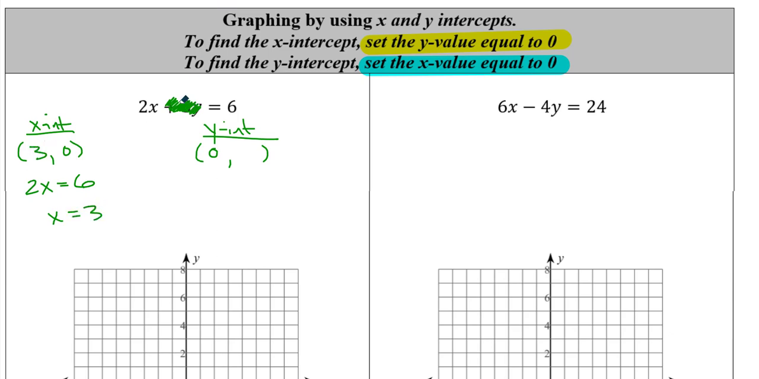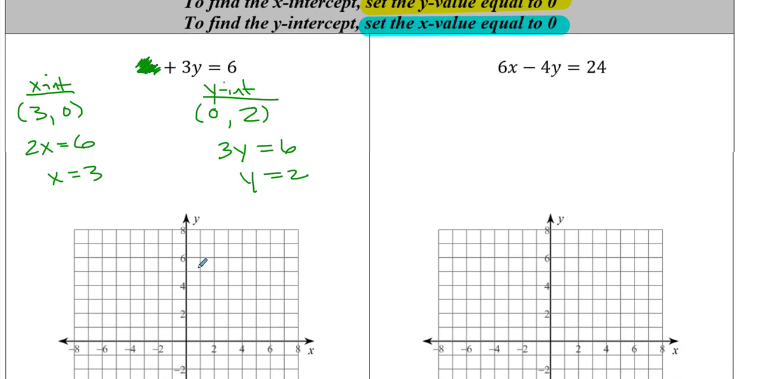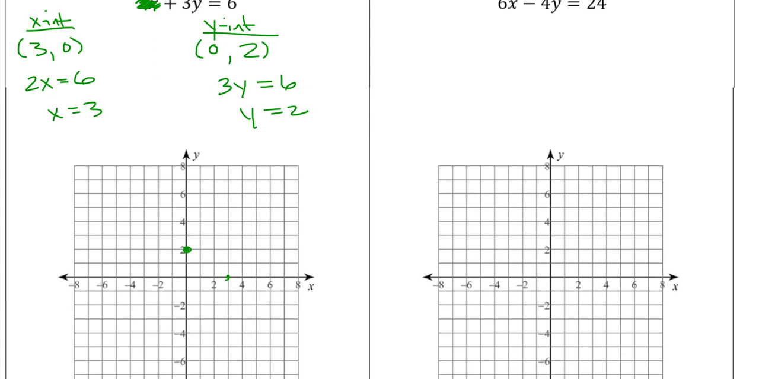Okay, on the flip side, for the y-intercept, we know the x value is going to be a 0. So it's like I'm basically removing that, and I now have 3y equals 6. So I divide both sides by 3, and I get y equals 2. Okay, so now that I have my 2 points, I got 3, 0, and I have 0, 2. I have my 2 points, and I can go ahead and graph my line. Easy as that.